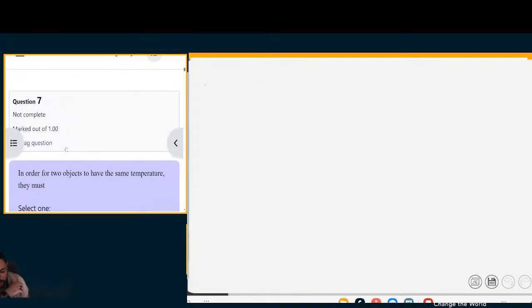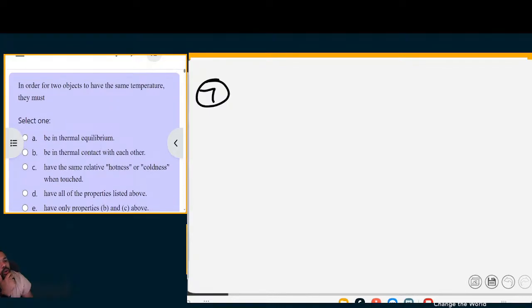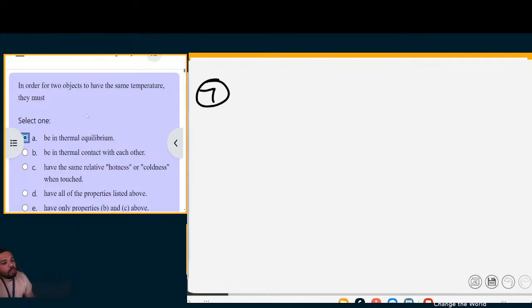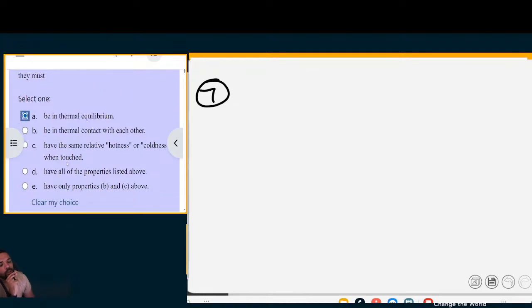Question 7. In order for two objects to have the same temperature, this is now from your notes, they must be in thermal equilibrium. Yes. They must be in thermal contact? No. Even two things that are in thermal contact won't necessarily have the same temperature. This is part of the zeroth law of thermodynamics, ladies and gentlemen. They have the same relative hotness or coldness? Relative hotness or coldness is not defined.